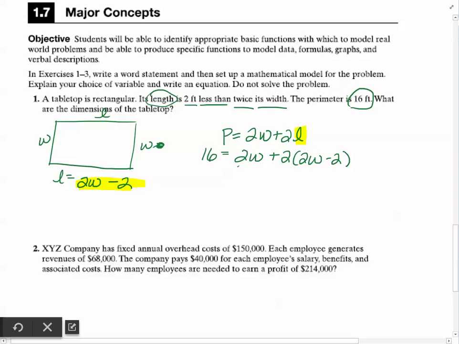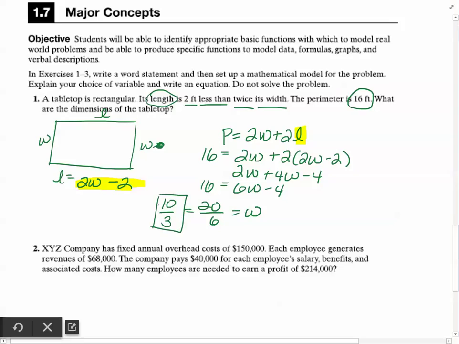Okay, so it's a simple equation from there. 2W plus 4W minus 4, 6W minus 4. Add the 4, that's 20 divided by 6. So that's W, we can reduce it to 10/3. Okay, then we can plug it in. That's right here, so that's W. So L equals 20 thirds minus 2, which is 6 thirds. So that's 14 thirds. So our dimensions are 14 thirds feet by 10 thirds feet.